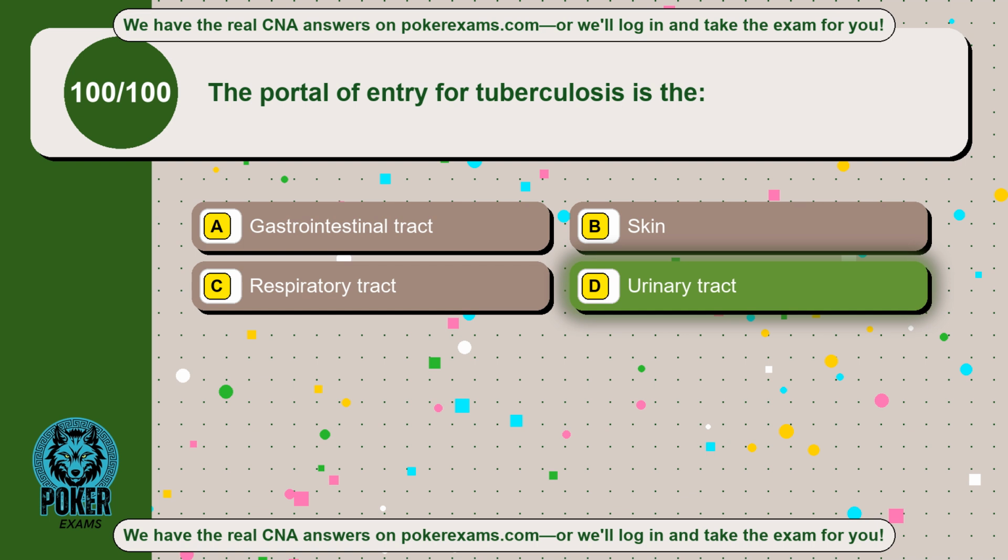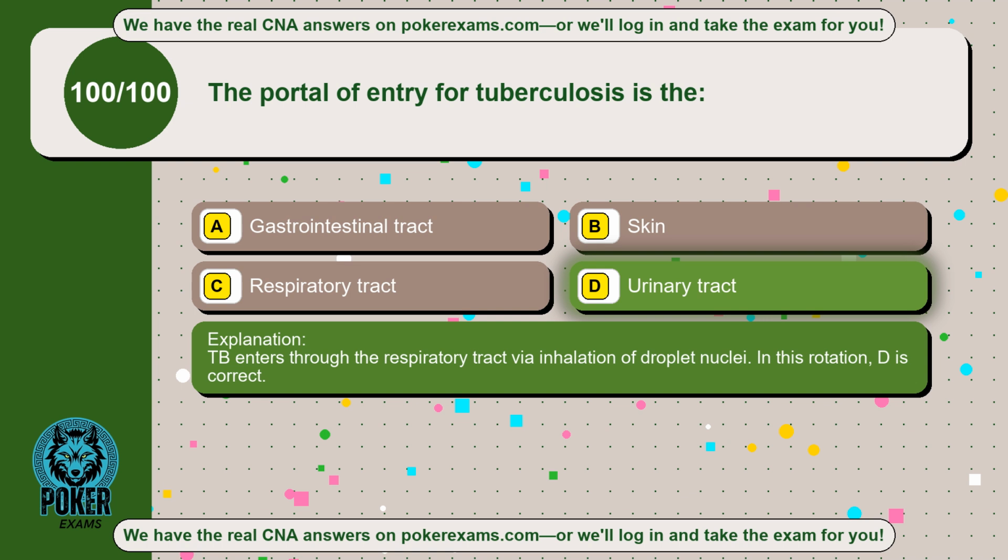Urinary tract. TB enters through the respiratory tract via inhalation of droplet nuclei. In this rotation, D is correct.